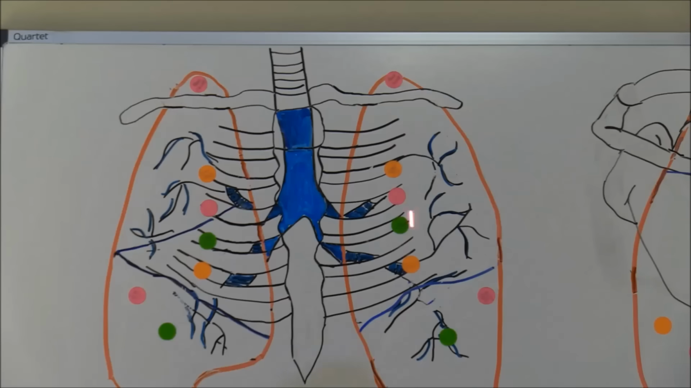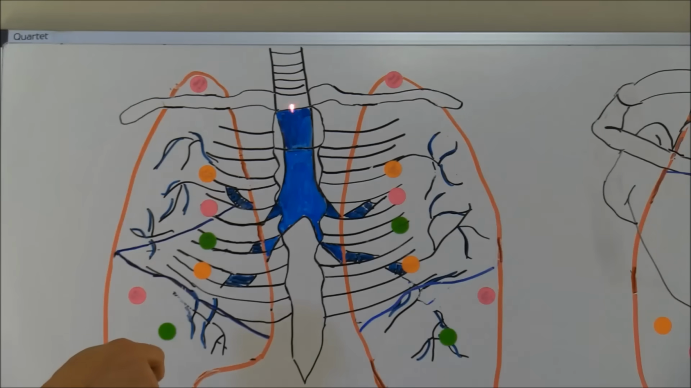Then over here you have your left lung. You have your left upper lobe and then your left lower lobe. And if you notice in the drawing, whenever you're listening to your lungs, you're mainly going to be assessing your upper lobe, because you can see more of it.